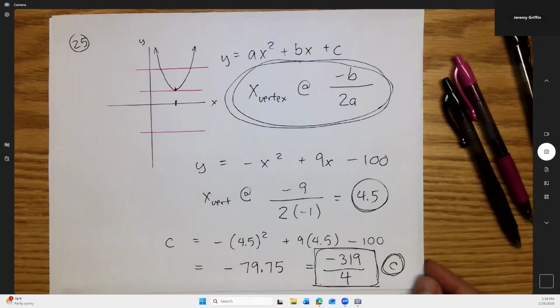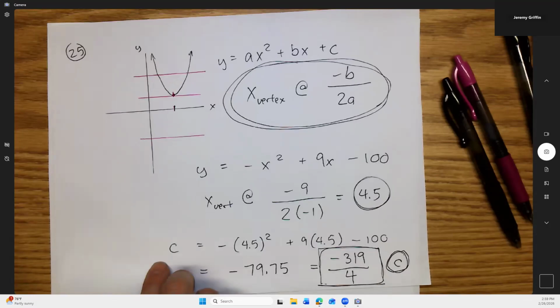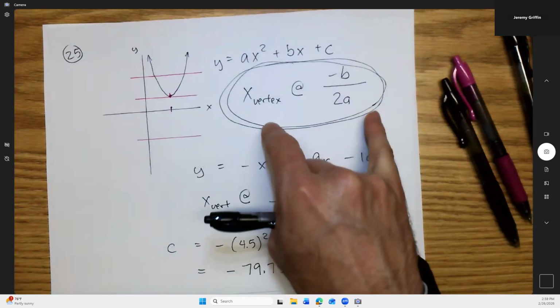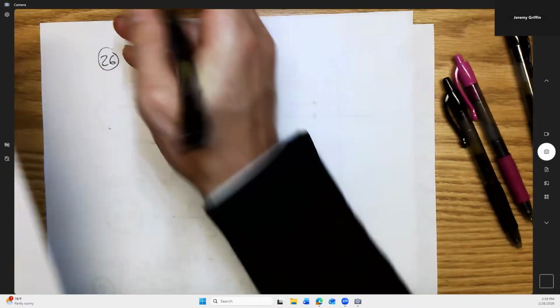All right, you guys ready for 26? Yep. All right. Before I move on, see what I circled? Everybody's going to know that before they go to the SAT? How to find the vertex of a parabola. All right, number 26. We got here.